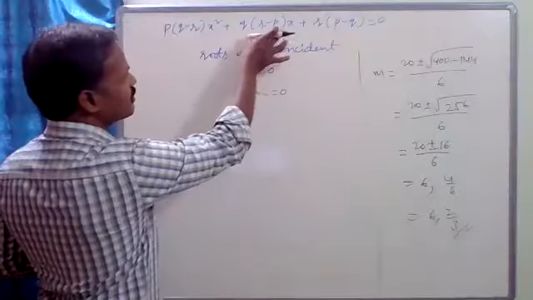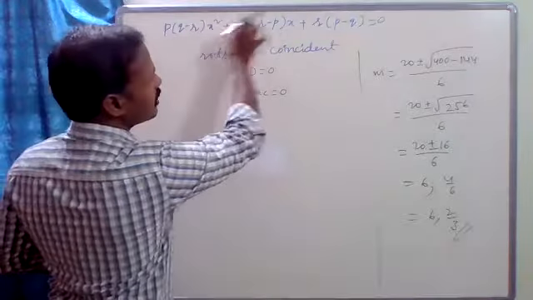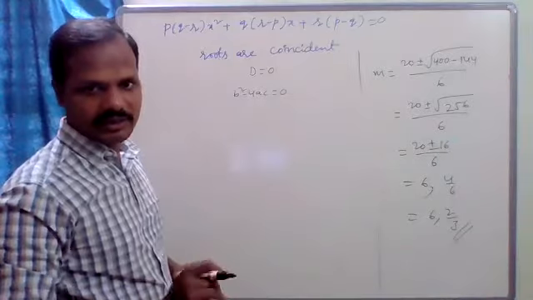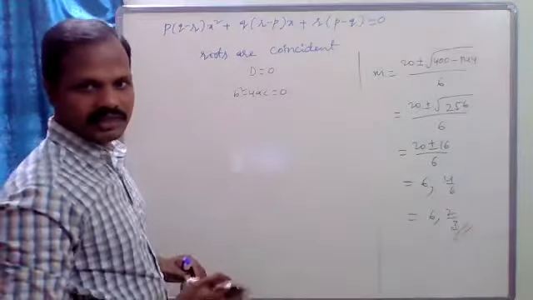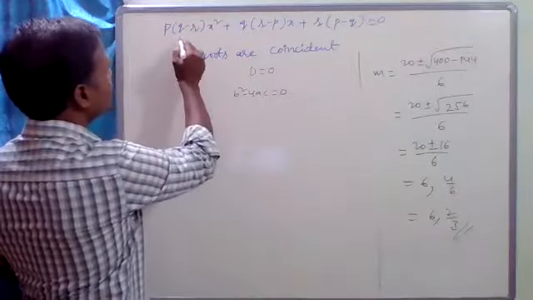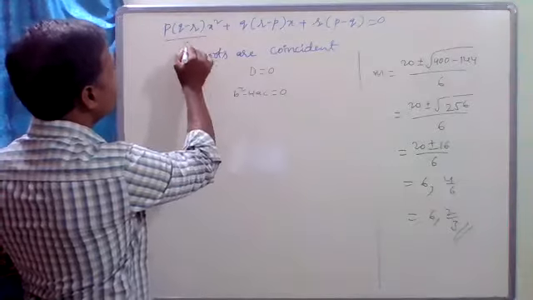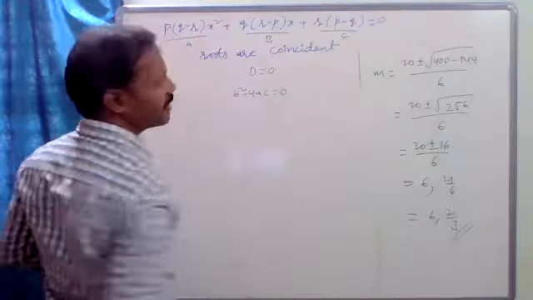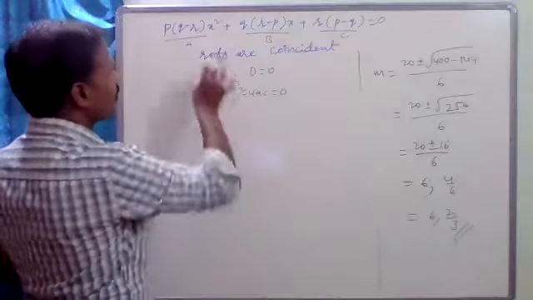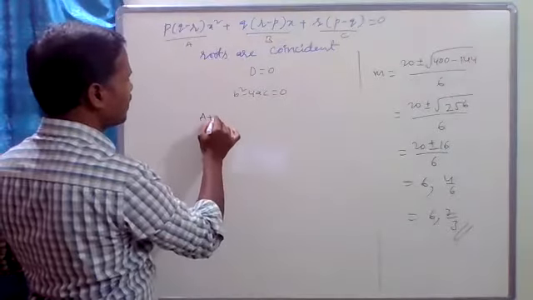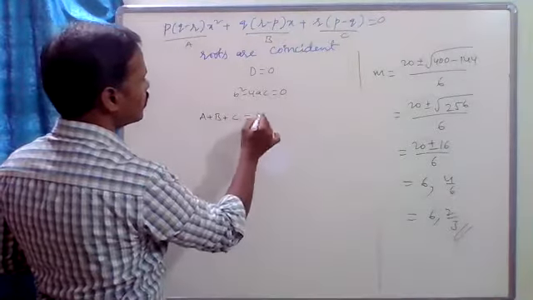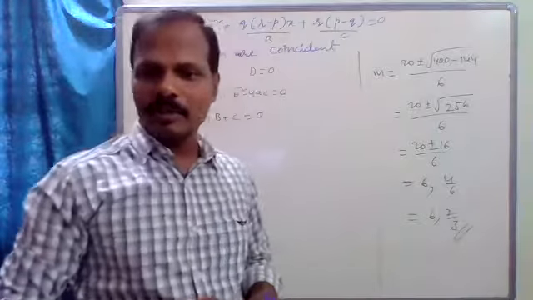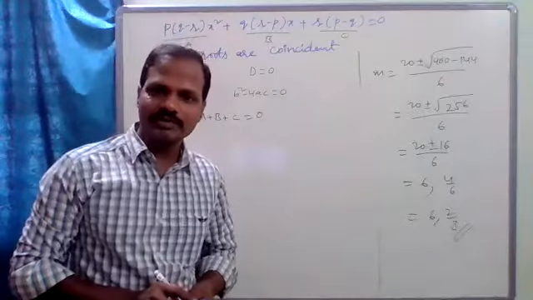So b square minus 4ac means this square minus 4 into ac. It is a little bit difficult process, but there is a logic here. Observe the coefficients. This is a, this is b, this is c. Now a plus b plus c equals 0, that means the sum of the coefficients is 0.